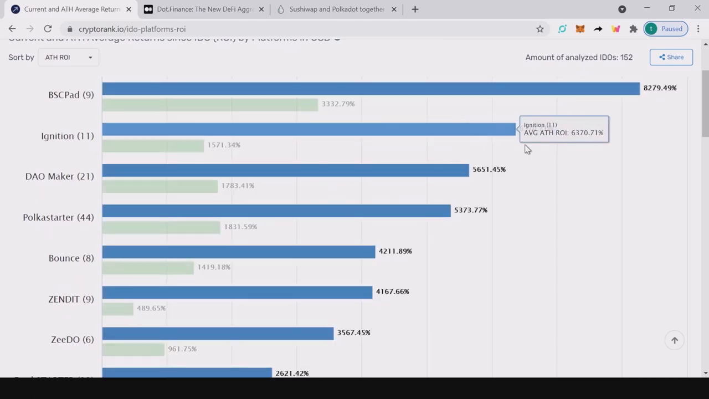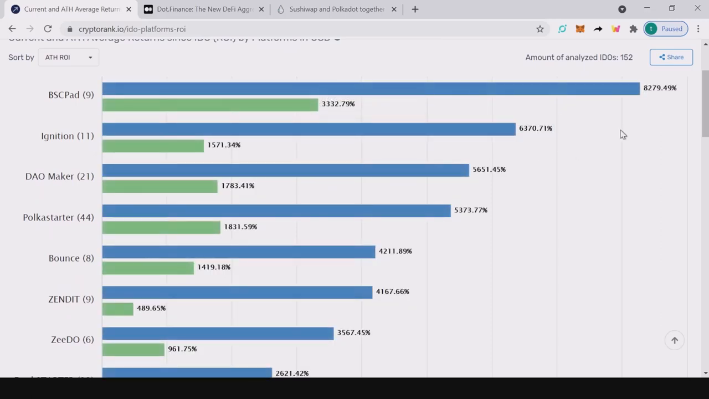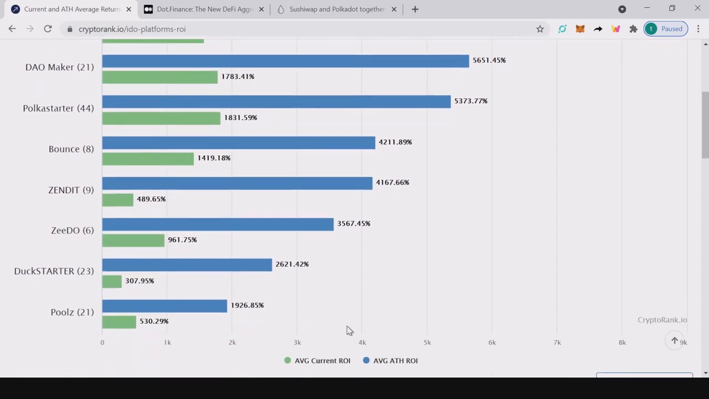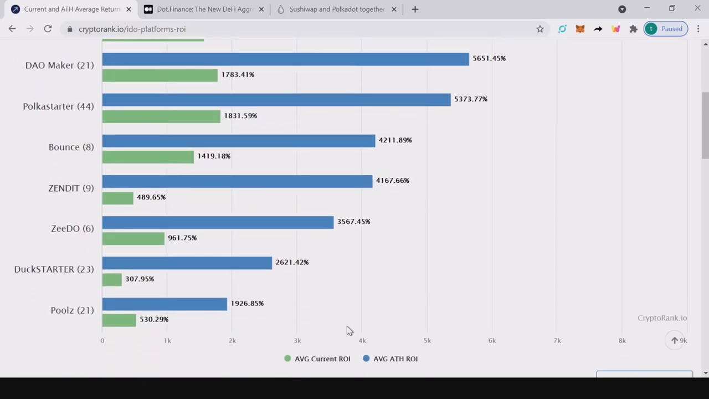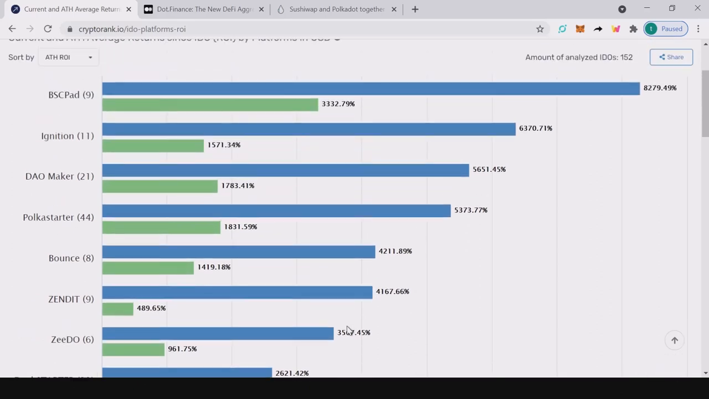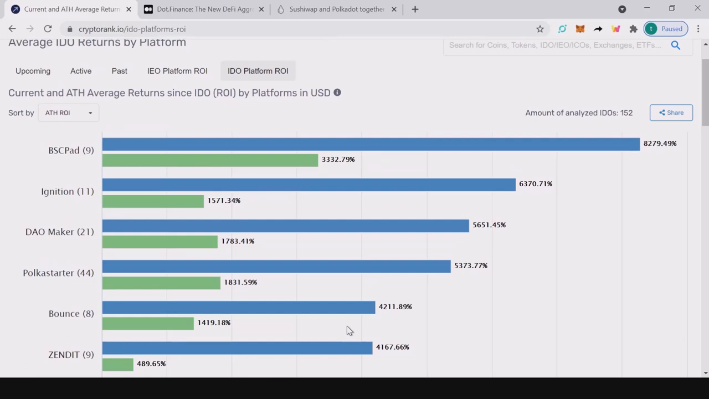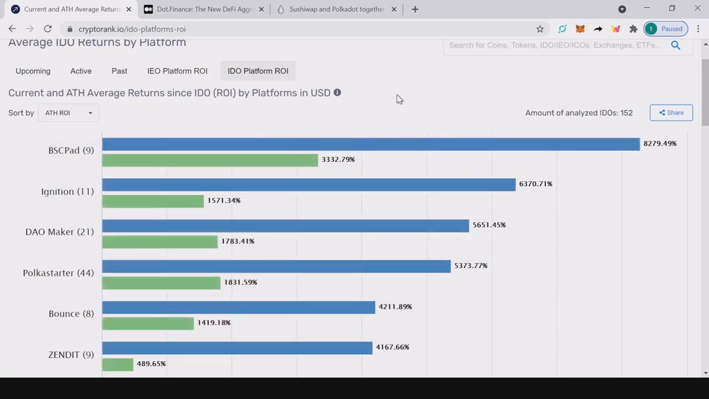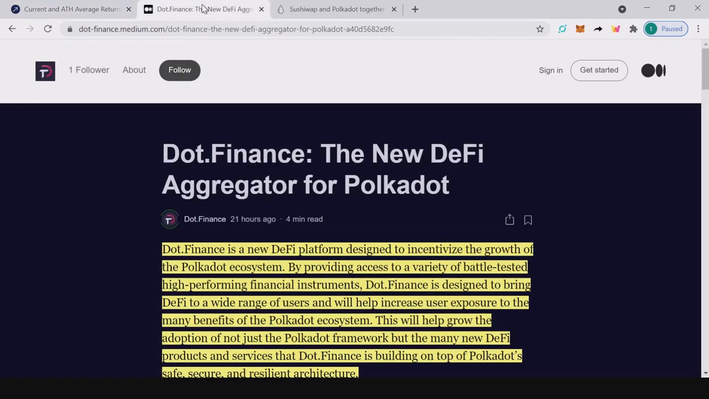Ignition Pad, that's I think a paid network, right? BSC Pad is Binance Smart Chain. DAO Maker, PolkaStarter, Bounce, Zendit. Just look at that. So do keep your eyes peeled for credible IDO platform projects. So yeah, let's start. I'm talking about Dot Finance, the new DeFi aggregator for Polkadot.